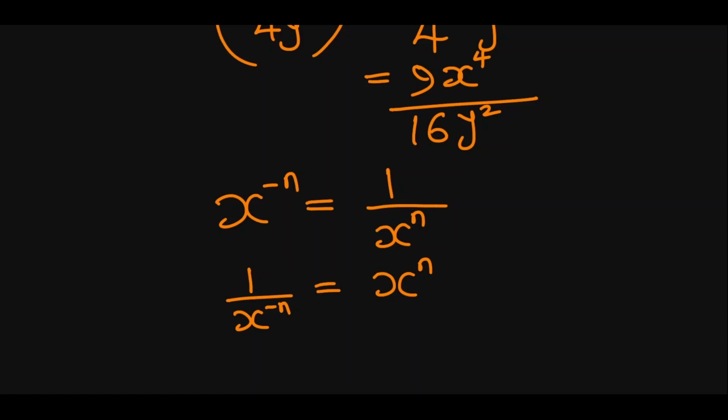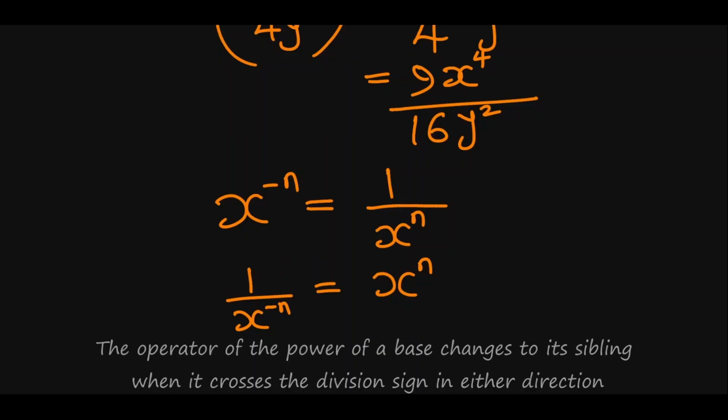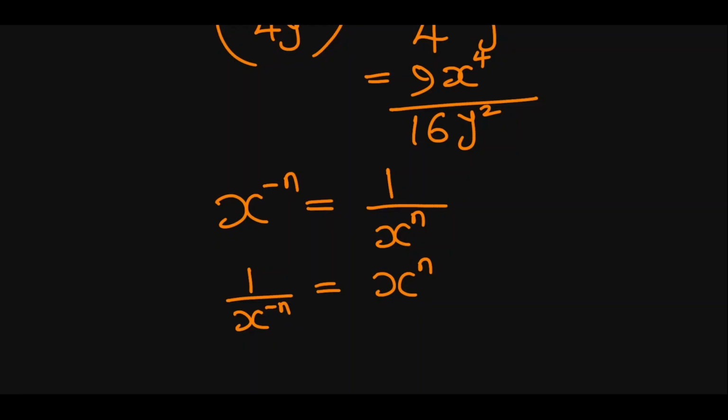In other words, if a base moves from numerator to denominator, its power becomes negative. If a base moves from the denominator to the numerator, its power also changes sign. In other words, the sign of a power changes to its opposite once it moves from the numerator position to the denominator position, or vice versa. So if it had minus before and it changes position, then it becomes plus. And if it had plus before and it changes position, then it becomes minus. This law is very, very easy to remember.